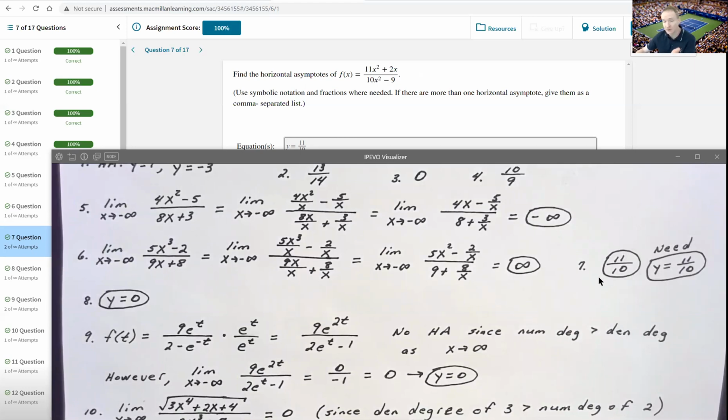Yes, as x approaches infinity of this rational function, you just take the fraction of leading coefficients, 11 over 10. But this is wanting the horizontal asymptote. That horizontal asymptote is y equals 11 over 10. So please make sure you put the equation there. And I should have known because it specifically says equations.